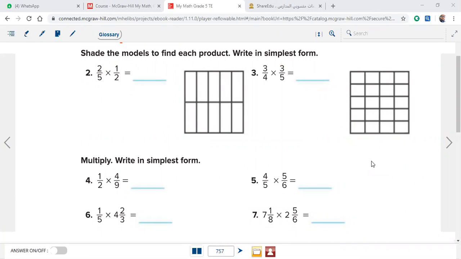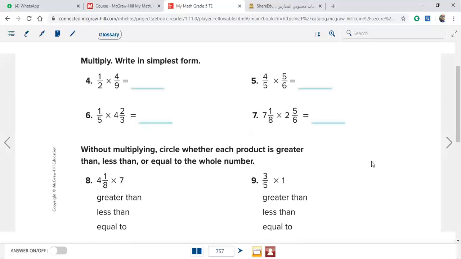Number 4, 5, 6, and 7. Okay. Number 4. Multiply and write in simplest form: 1 out of 2 times by 4 out of 9.